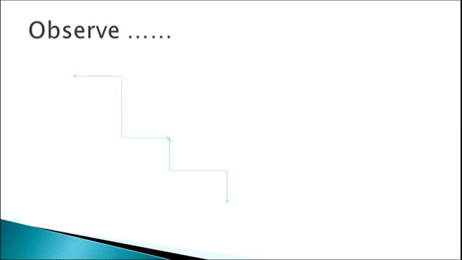Observation will be simple: this is a pattern of lines drawn in a manner where two consecutive lines are at 90 degrees to each other. So, when we add our interpretation to observation, this becomes inference. You have to remember that there is a difference between observation and interpretation.